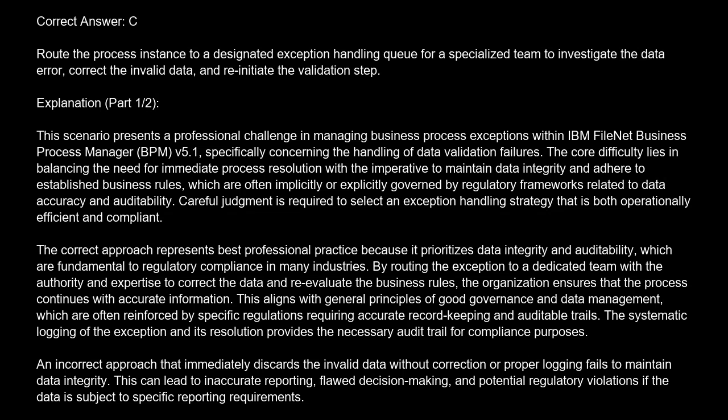The correct answer is C. Route the process instance to a designated exception handling queue for a specialized team to investigate the data error, correct the invalid data, and reinitiate the validation step. Explanation. This scenario presents a professional challenge in managing business process exceptions with an IBM FileNet Business Process Manager, BPM, v5.1. Specifically concerning the handling of data validation failures.